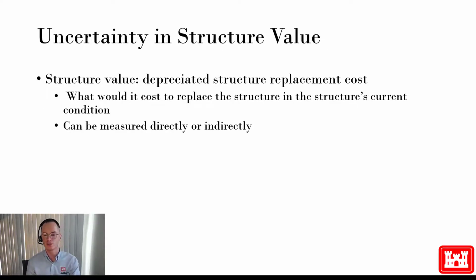When we measure the value of a structure, we care about the depreciated structure replacement cost. This cost represents how much it would cost just to replace the structure in the structure's current condition. We do not include the value of the land on which the structure resides. The depreciated structure replacement value can be measured directly or indirectly. We'll go through the sources of uncertainty from either method of measurement.